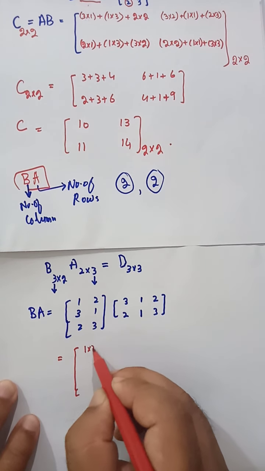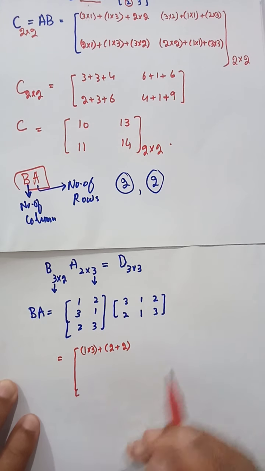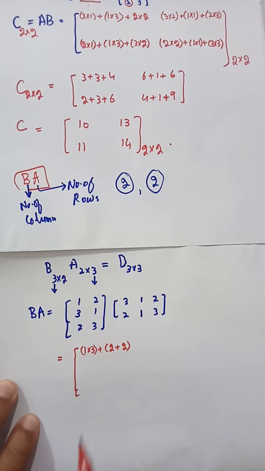So 1 multiplied by 3 plus 2 multiplied by 2, and from this, the sum of the products of the corresponding elements of the first row and first column gives you a number which must be written in the first row and first column, because it is obtained from multiplying the first row and first column.